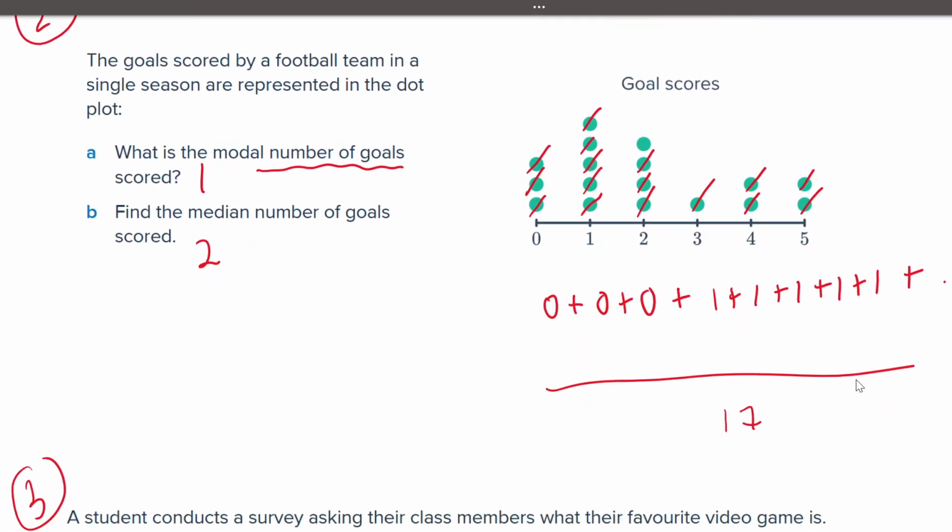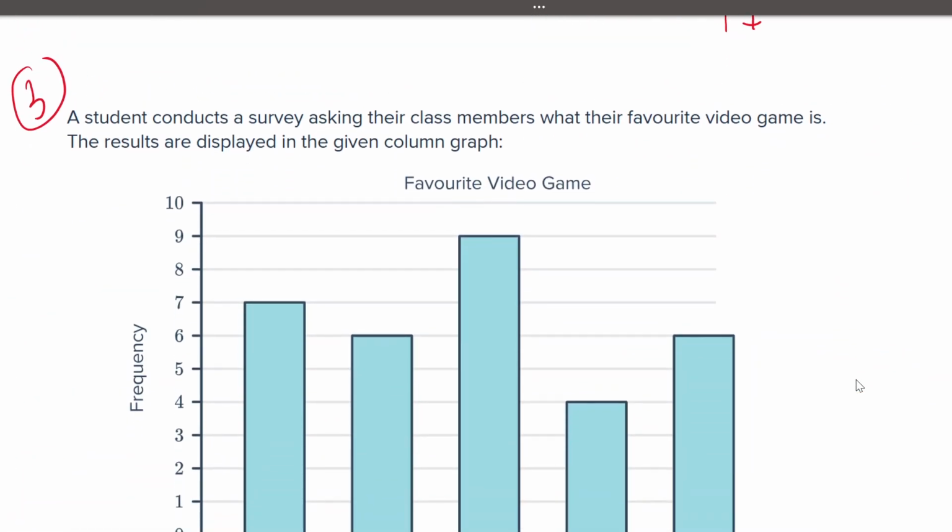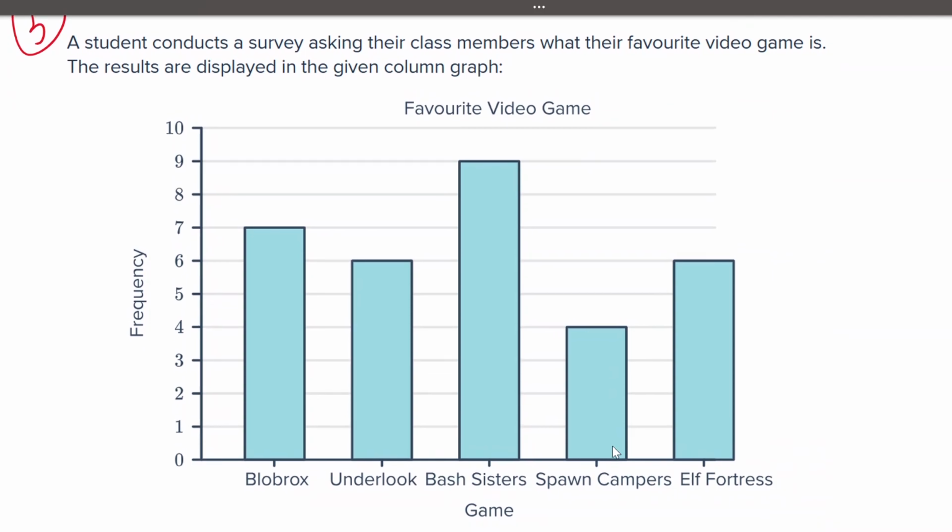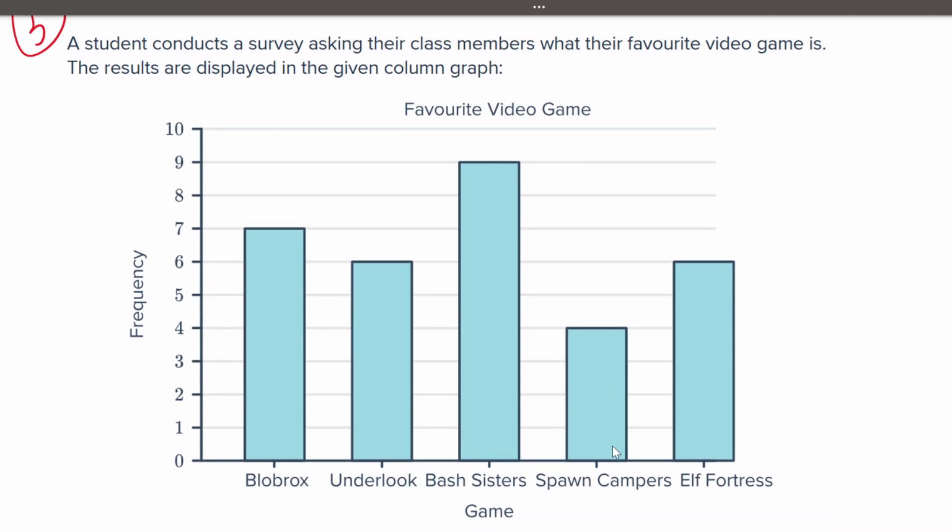All right, question 3, we've got some categorical data this time. A student conducts a survey asking their class members what their favorite video game is. The results are displayed here. So what is the most popular game? The tallest bar we can see is Bash Sisters. So that's the mode. The modal category.